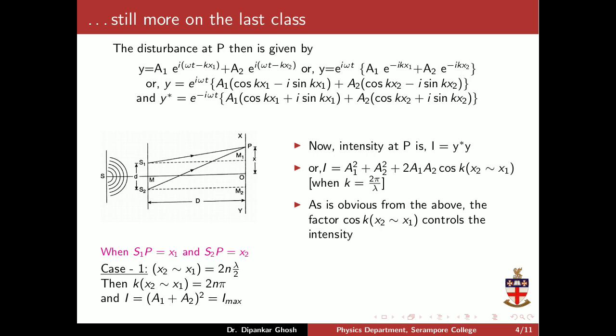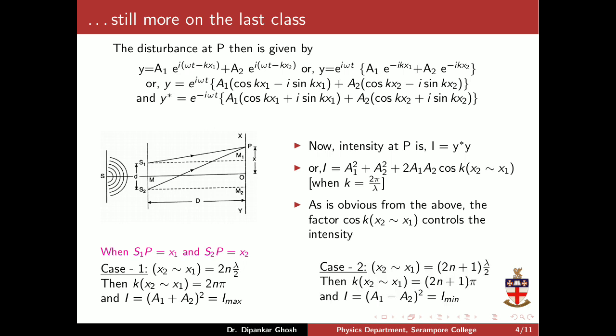Now case 1, when the difference of x2 and x1 is an even multiple of half the wavelength, we have seen that in that case the intensity becomes maximum, that is (a1 + a2) whole square. There is another case, case 2, when the difference of x2 and x1 is an odd integral multiple of lambda by 2.